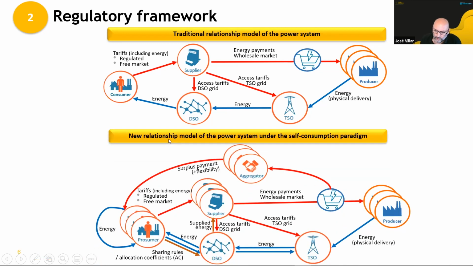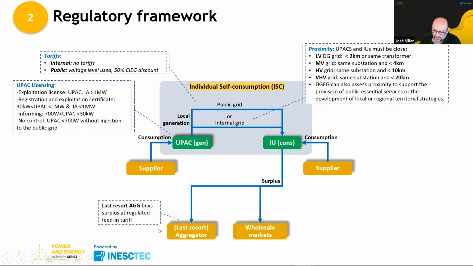If we look at the new relationship model, then the consumer becomes the prosumer, and it can share energy locally. But to manage this, the regulation needs to define the sharing rules among these prosumers and to use what is called the allocation coefficient, so that the DSO is able to tell the supplier which is really the energy that was supplied by the supplier and not locally supplied. And we also have the figure of the aggregator, which is in charge of managing the surplus of this individual or collective self-consumption. If we look at the individual self-consumption, then what we have is a consumption unit and a generation unit. And this consumption unit profits from this generation unit energy by using the public grid or an internal or private grid.